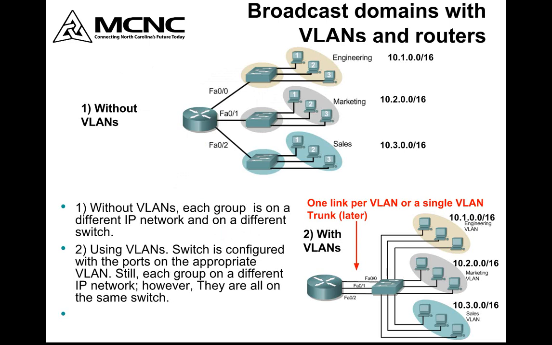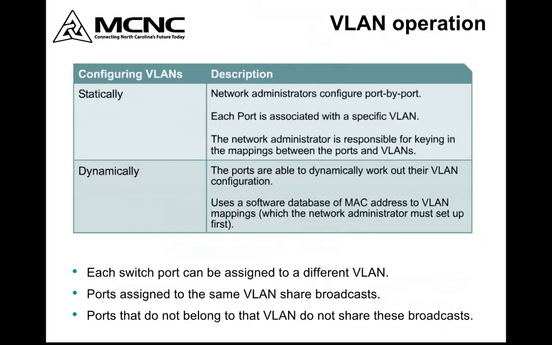So without VLANs, like we said, everybody gets the information. Well, we break it up into multiple VLANs. We can then go through and say, this group can only talk to this group, can talk to this group, or maybe we can route the information between them. So here in image number 1, without VLANs, each group is on a different IP network and on a different switch. When we go to using VLANs, everybody's connecting through one switch, and they're still getting their individualized networks and not necessarily talking to each other.